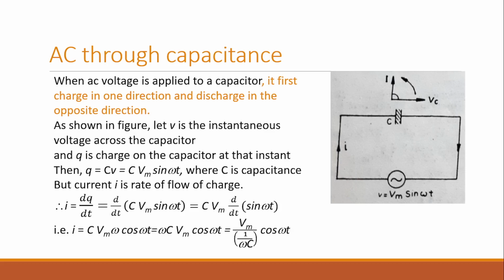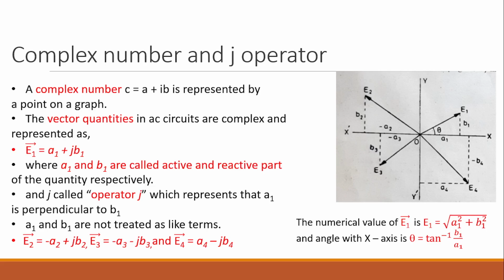So, the phase change between voltage and current for inductance is exactly opposite to the capacitance. In case of inductance, current lags the voltage, while in case of capacitance, current leads the voltage by the same phase difference, that is pi by 2 radians or 90 degrees.